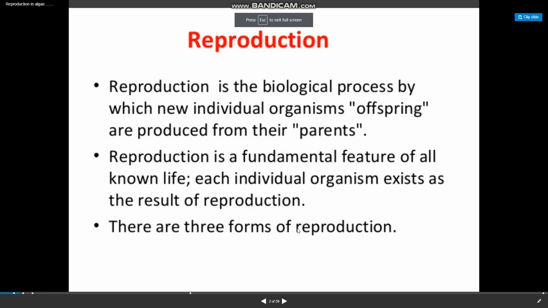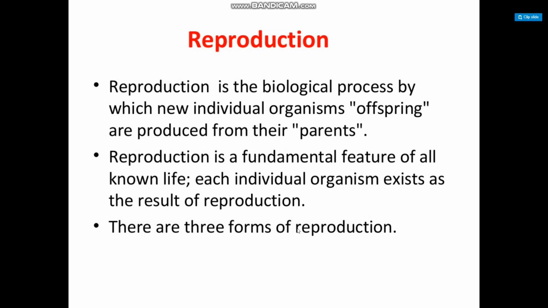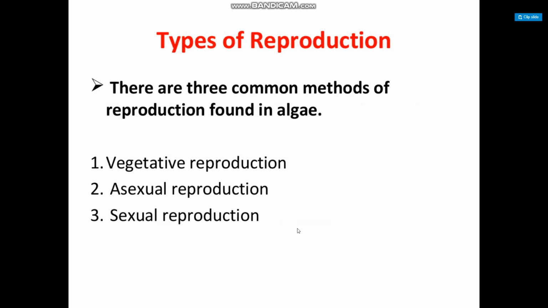Students, reproduction is the biological process by which new individual organisms, or offspring, are produced from their parents. Reproduction is a fundamental feature of all known life. Each individual organism exists as the result of reproduction. So there are three forms, or types, of reproduction.